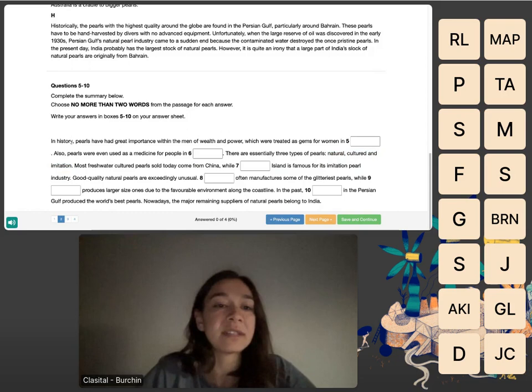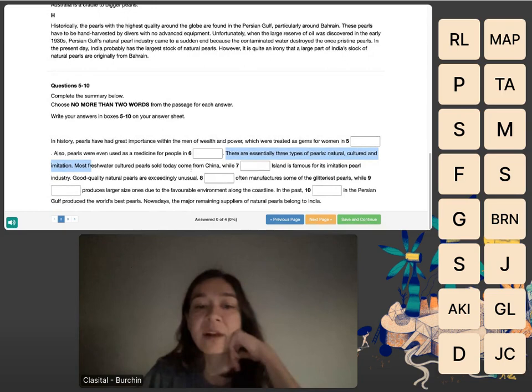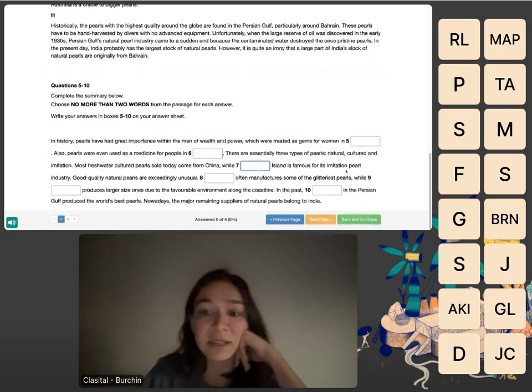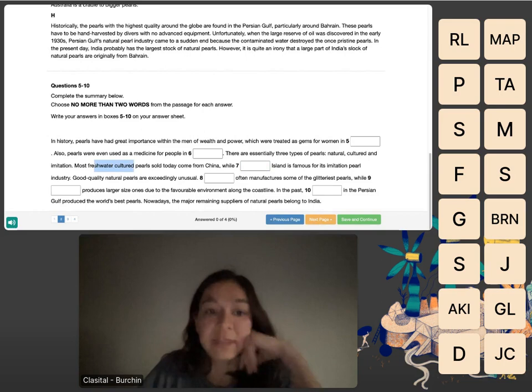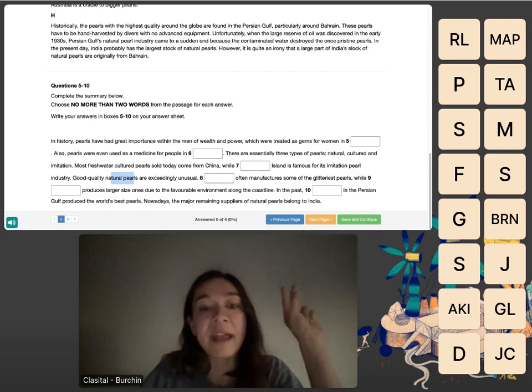Now, this is the usage of pearl. Now, there are the types of pearl, and most freshwater cultured pearls sold today come from China, while Somewhere Island is famous for its imitation pearl. Freshwater cultured, this is one type of it, imitation pearl, the second type of the pearls. Good quality natural pearls, this is the third type, are exceedingly unusual.